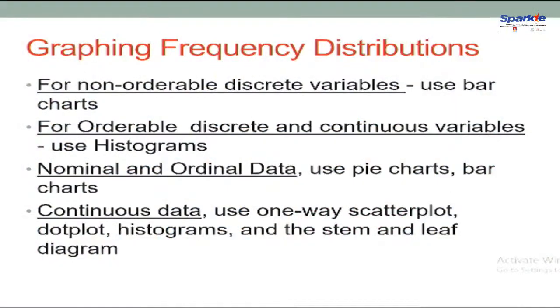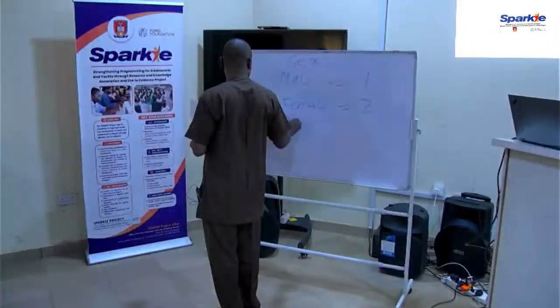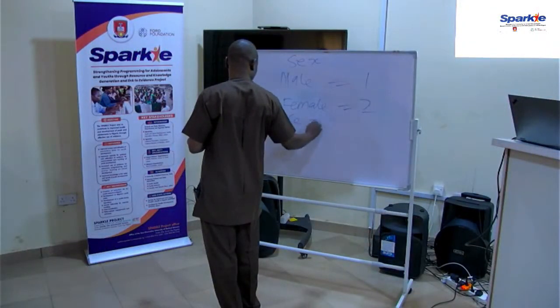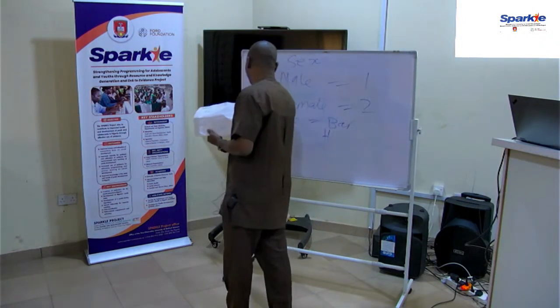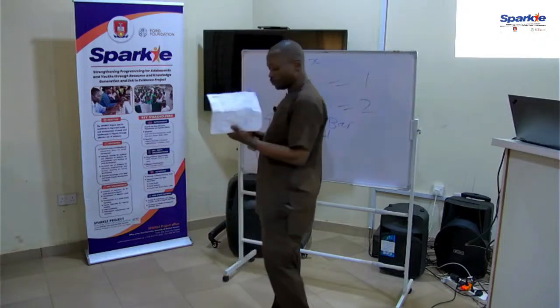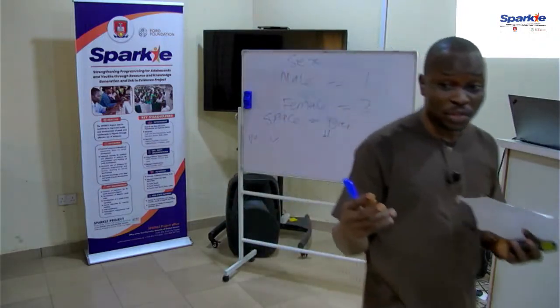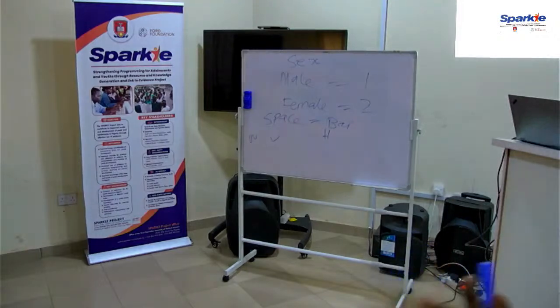For orderable, discrete, and continuous variables, use what? Histograms. And what's the difference between histogram and bar chart? One has space. Which one has space? So this is the bar chart. The histogram is without space. Because if you don't use the appropriate ones, then you have also violated the statistical principles guiding these variables, these different statistics.